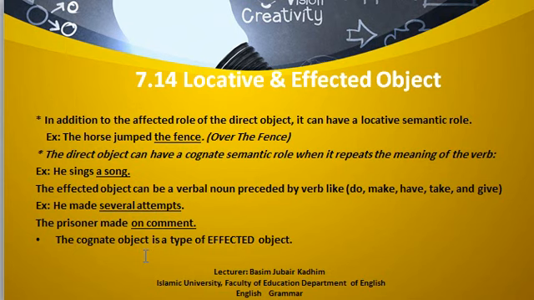So the affected object can be a verbal noun preceded by a verb like do, make, have, take, and give. This is called affected object. For example, he made several attempts. It is a verbal noun. Why? Because it follows the verbs do, make, have, take.